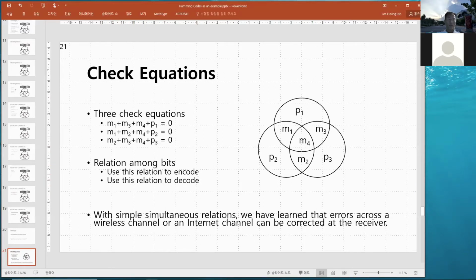In order to correct more errors or erasures, we need to increase the number of check bits. These equations have to be simultaneously satisfied. And this statement can be entertained.